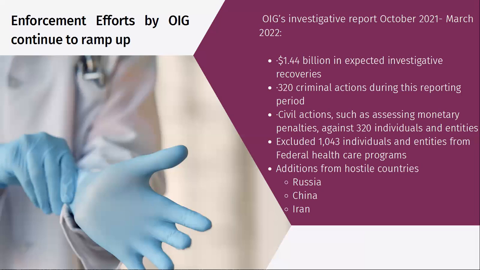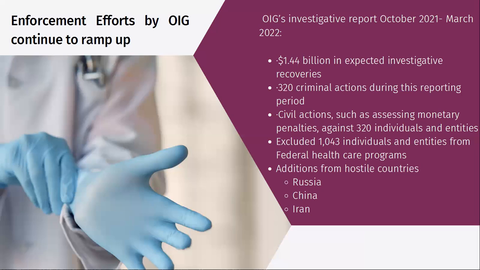And just in the last 6 months, the recent OIG investigative report was reported to Congress. This covered the time period of October of 2021 through March of this year. And they are expecting almost $1.5 billion in expected investigative recoveries, which means they're looking into a lot of things, and they're making sure that they're taking strong action on organizations or individuals or entities that are either doing fraudulent things or employing and working with individuals that they should not be working with.